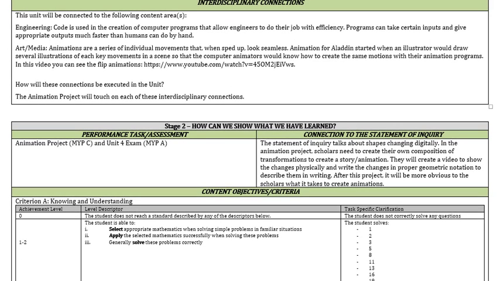Interdisciplinary connections. So this can be connected to engineering. There's a lot of cool resources on code. So code is used in the creation of computer programs that allow engineers to do their job with efficiency. Programs can take certain inputs and give appropriate outputs much faster than humans can do by hand. If you go to code.org, it'll let you play little games. The kids can learn so much about code.